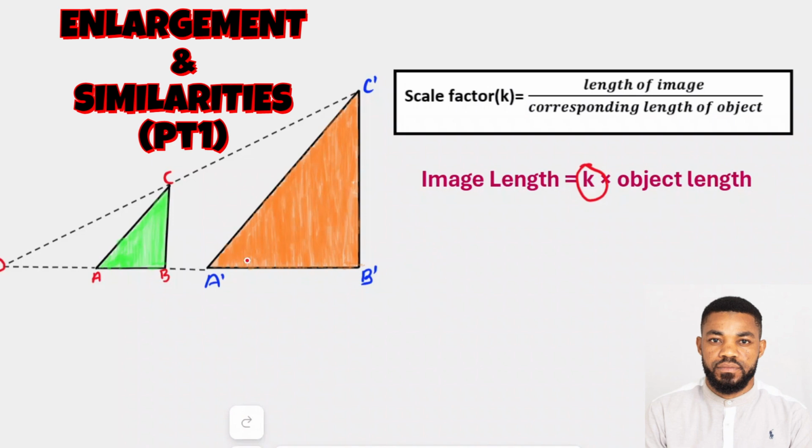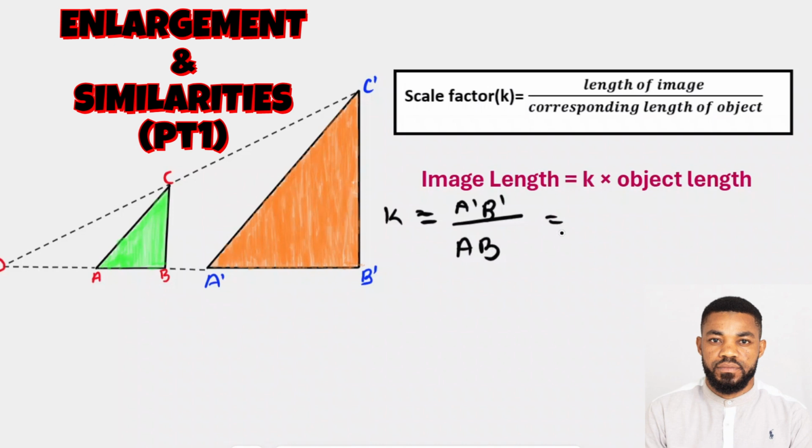Now, from this, anytime an object and its image are given, we can find the scale factor using the ratio of the corresponding sides. So in this case, I can use A sub 1, B sub 1, and that of AB to find the scale factor. So the scale factor K can be found using A sub 1 B sub 1 divided by AB to get the scale factor.